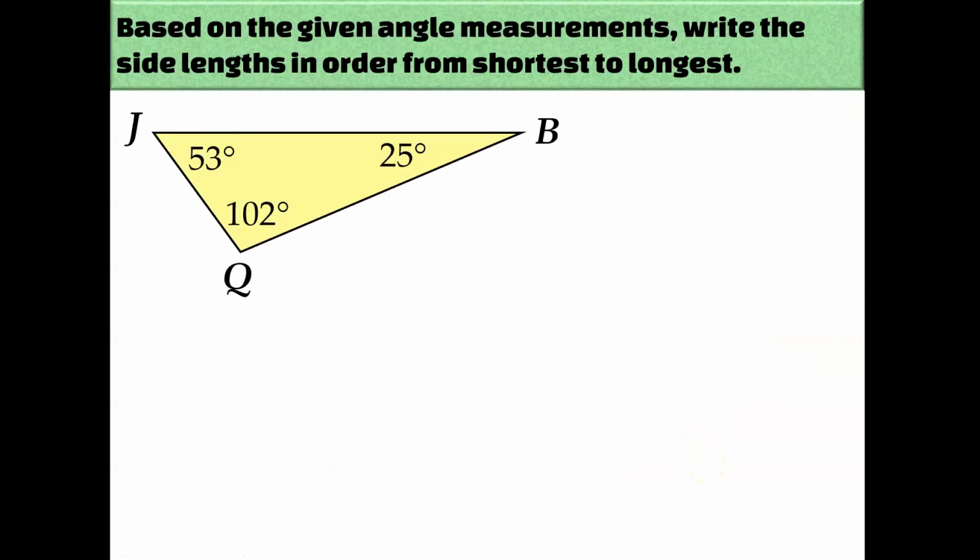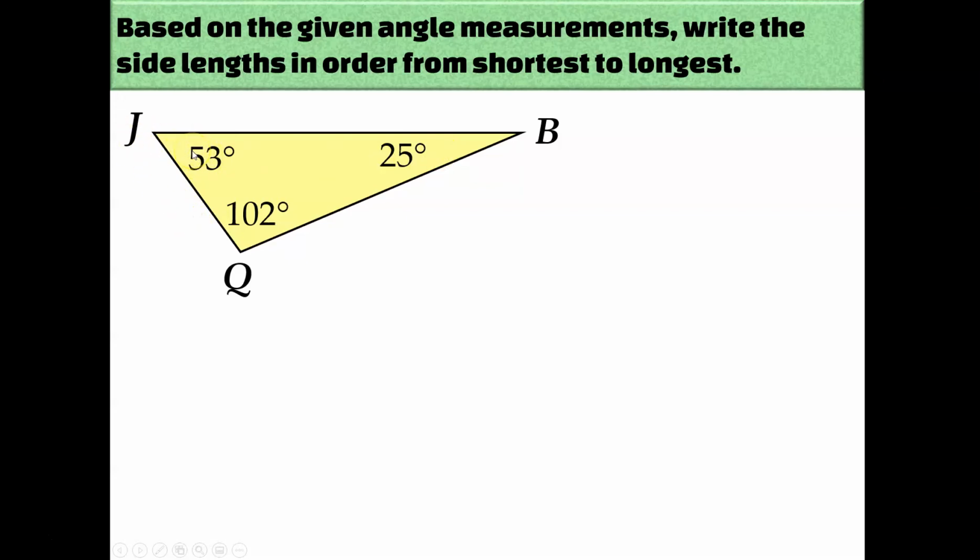Let's look at an example. In this diagram, all three of the angle measurements have been provided, so it's pretty easy to identify that angle B is less than angle J is less than angle Q. But based on this information, we can also conclude which sides are shorter or longer than the others. Since angle B is the smallest, and JQ is the side that is across from that smallest angle, we can assume that JQ is the smallest side.